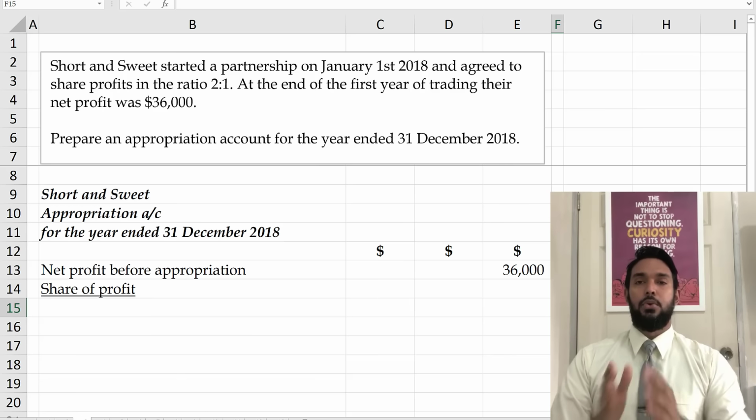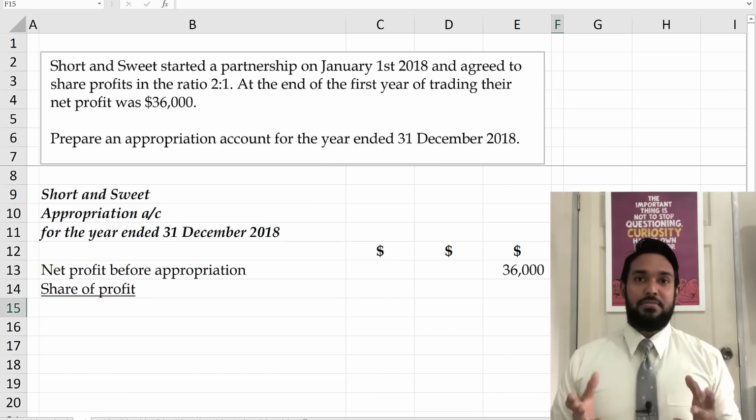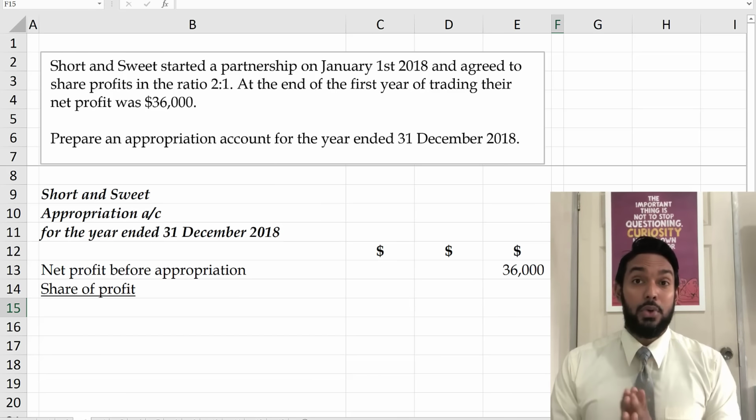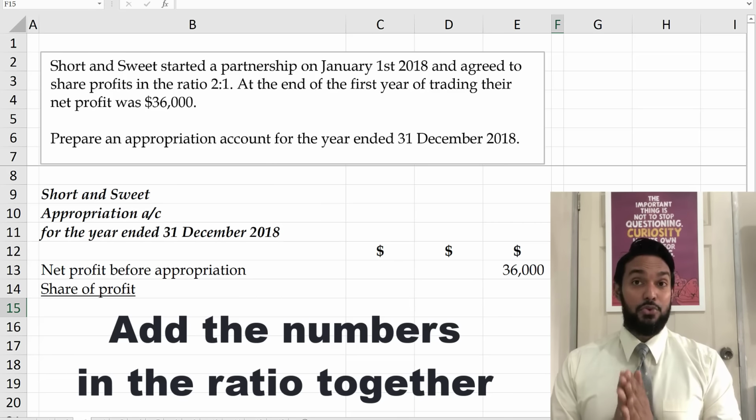Share of profit. Okay, so I know some of you guys aren't big fans of maths and ratios could be a bit daunting. It's a very simple thing to do. All you have to do is add the numbers in the ratio together. 2 and 1 will give us 3.